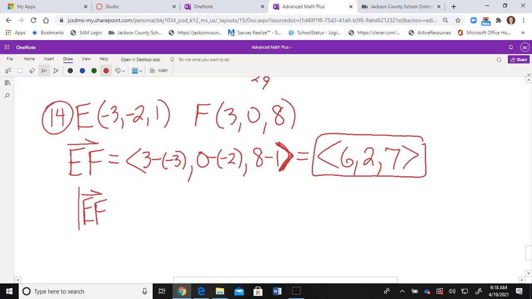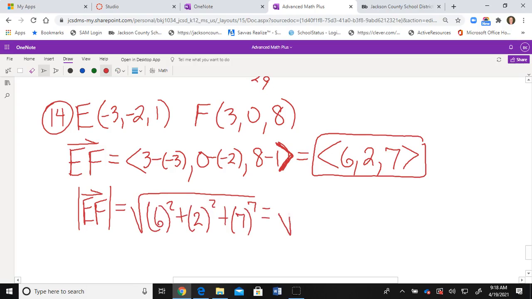Then to get the magnitude, take the square root of all that squared, added together. So 6 squared plus 2 squared plus 7 squared. I got 89, which also looks like it can be divided by something, but it can't. 89 is not divisible by 3, so you just leave it as square root of 89. Everybody good? It's good, because we run out of time.